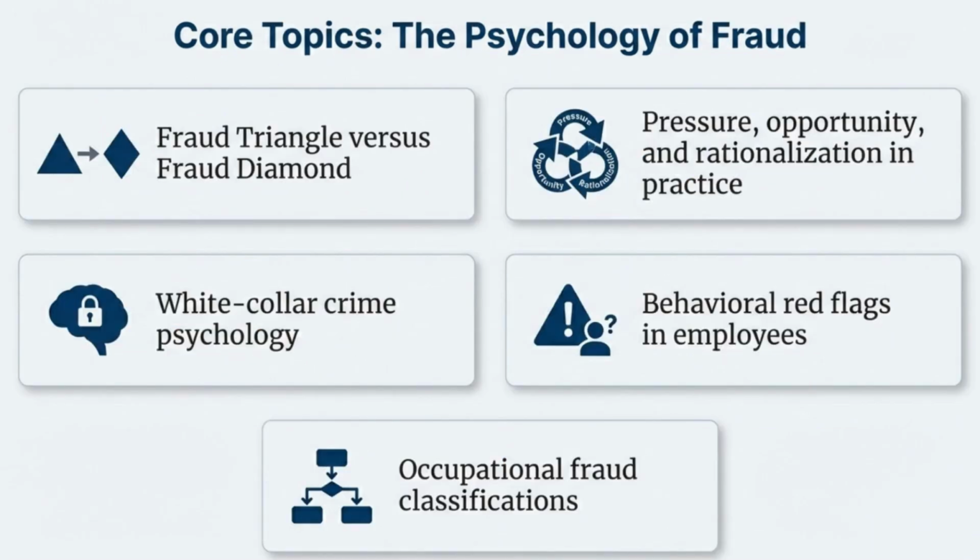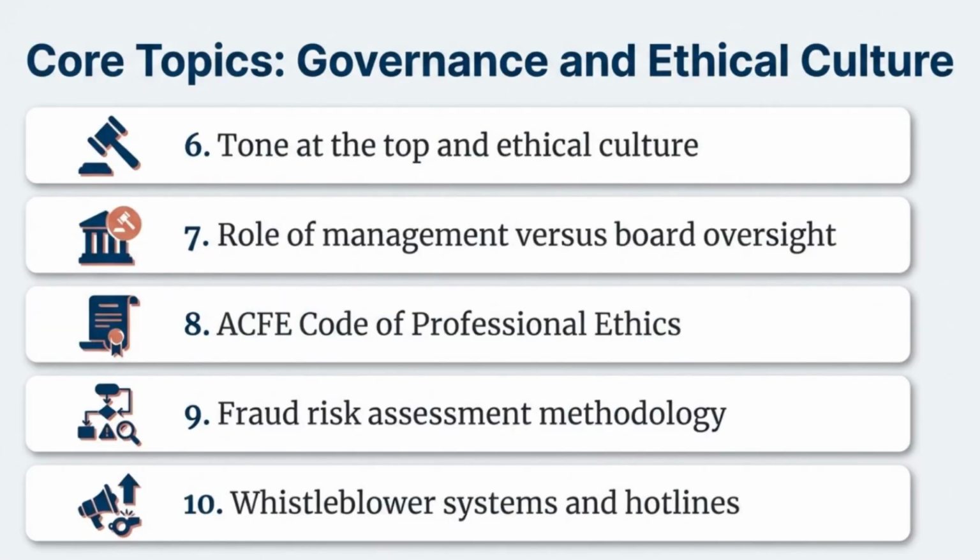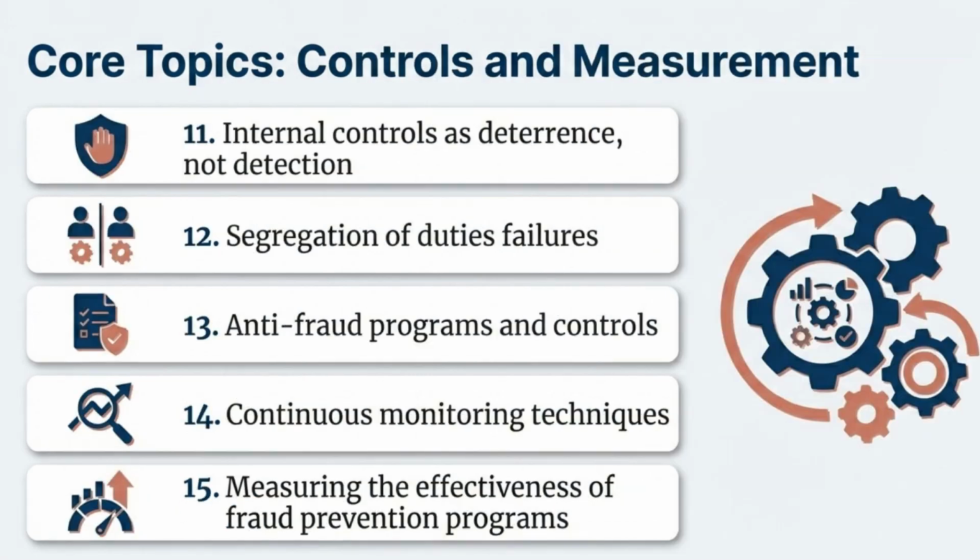The 15 core topics of this module include fraud triangle versus fraud diamond, pressure, opportunity, and rationalization in practice, occupational fraud classifications, tone at the top and ethical culture, internal controls as deterrence, not detection, segregation of duties failures, fraud risk assessment methodology, anti-fraud programs and controls, whistleblower systems and hotlines, role of management versus board oversight, continuous monitoring techniques, behavioral red flags in employees, white-collar crime psychology, CFE Code of Professional Ethics, and measuring the effectiveness of fraud prevention programs.